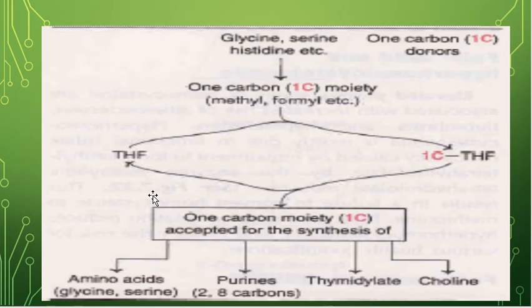Here is the summary of one carbon metabolism, in which the various one carbon units, for example formyl, methylene and methanol, derived from various sources, for example glycine, serine and histidine, are transferred to tetrahydrofolic acid and then to various biochemical reactions for the formation of various compounds, for example synthesis of amino acids, purine, thymidine and choline.